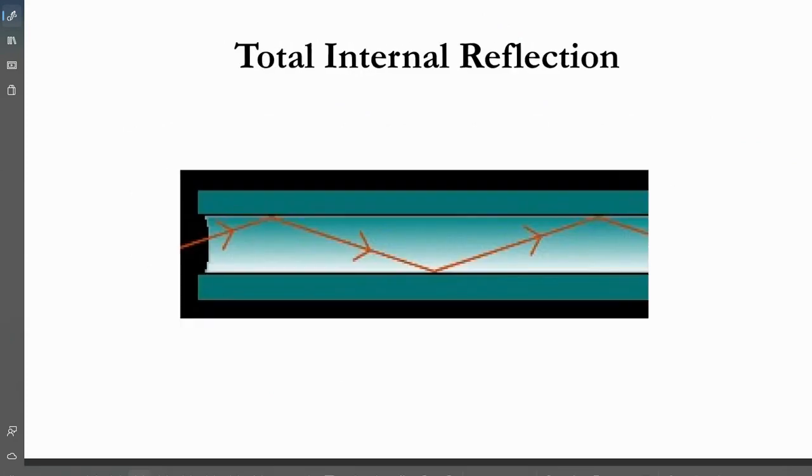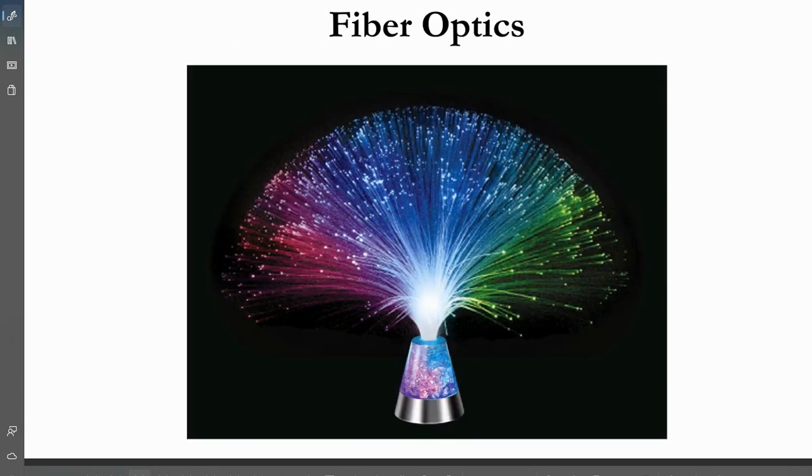When you have a large enough incident angle, when you get that number, then you get this phenomenon called total internal reflection. That's when you can't see anything else past that boundary. This is really useful for something called fiber optics.